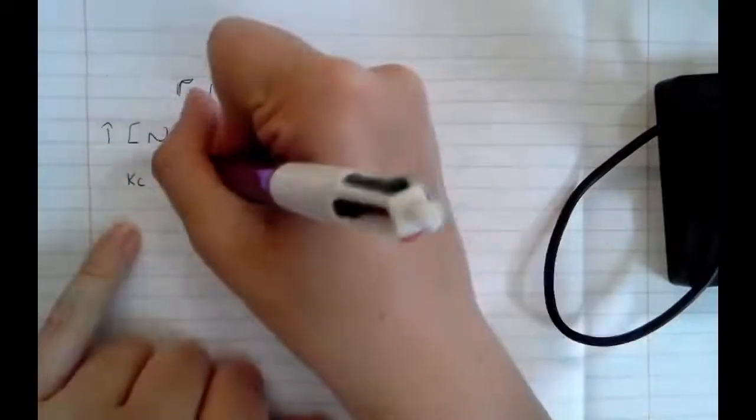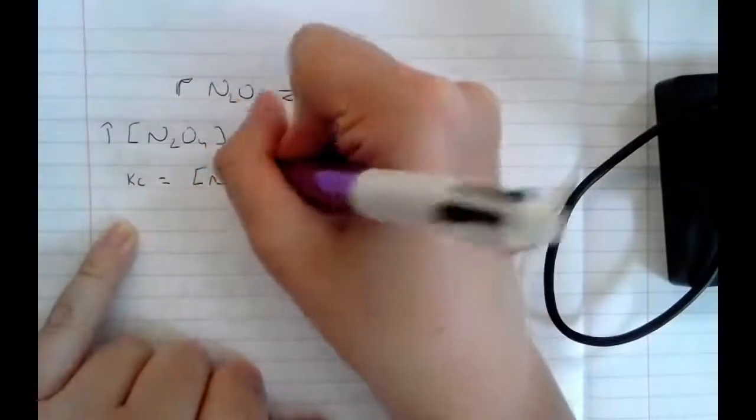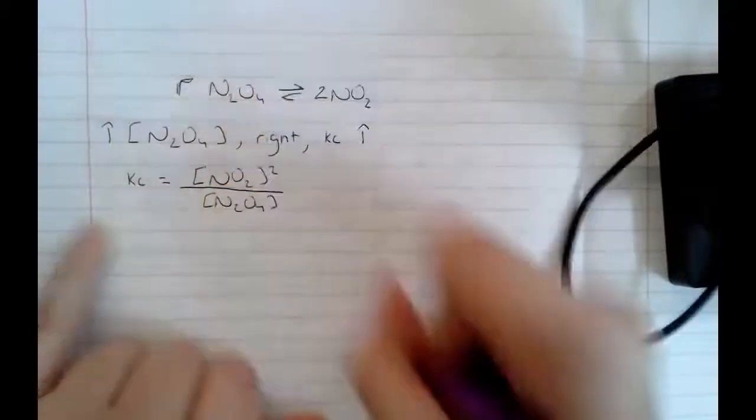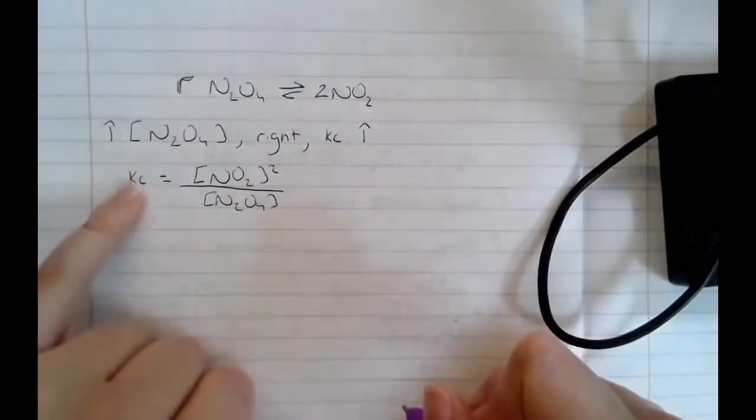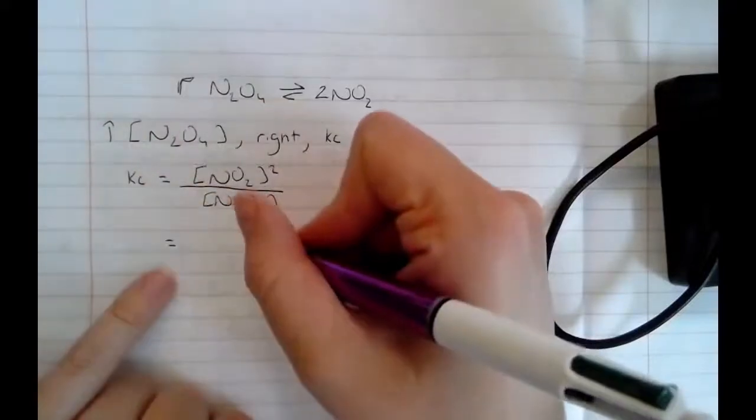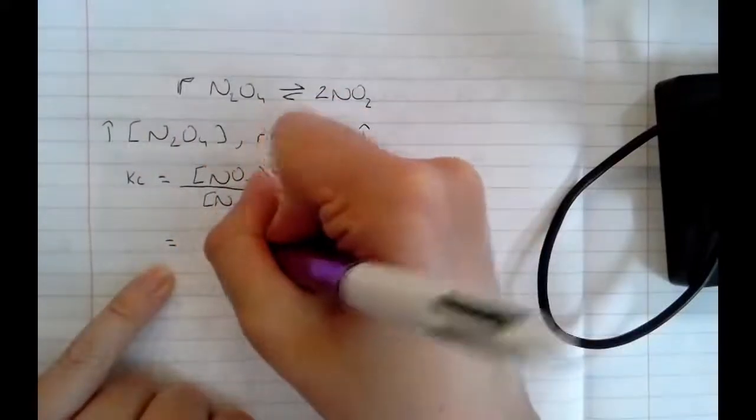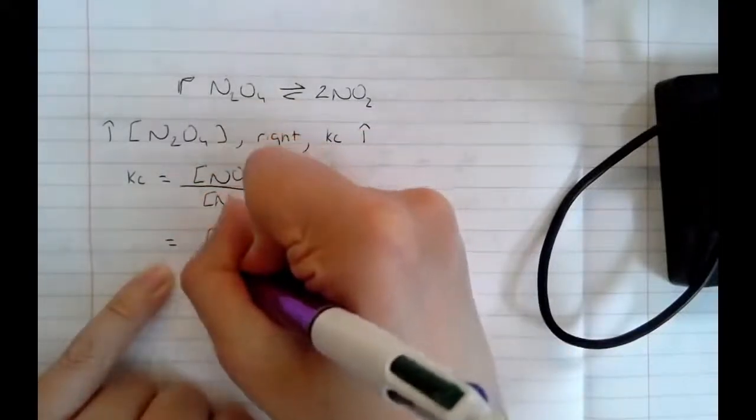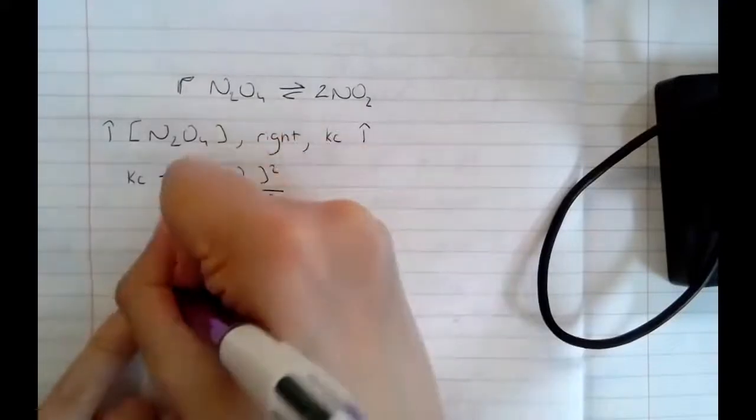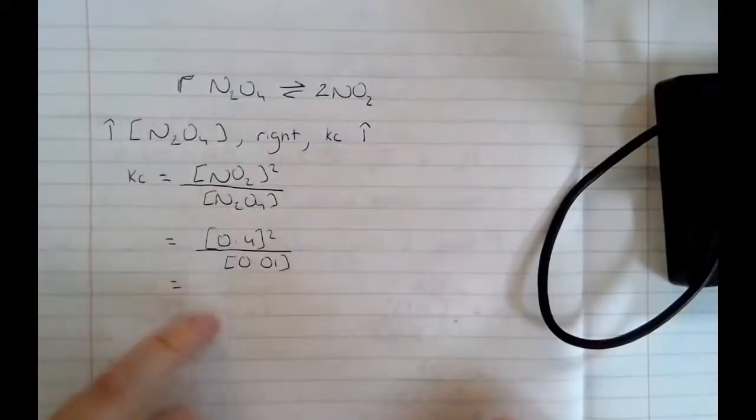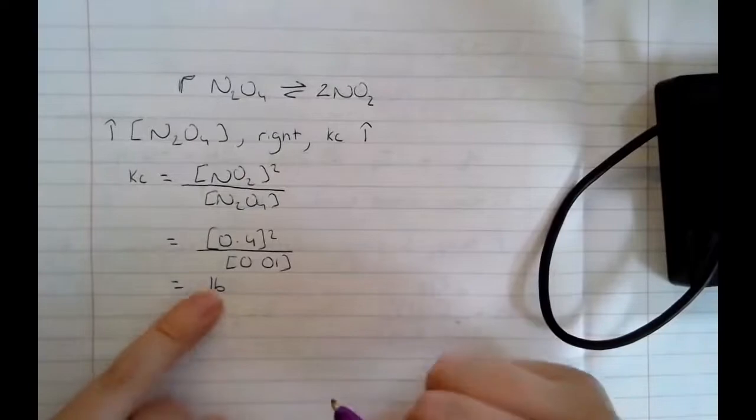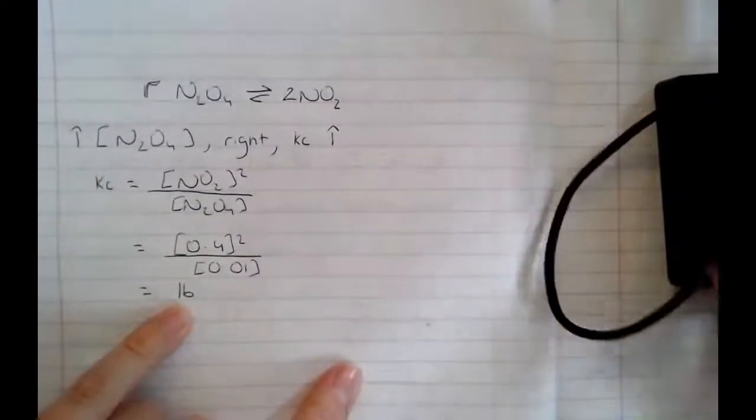I'm going to start by writing an expression for Kc. My products always go on the top line, so that's NO2 squared. And then I've got my reactants on the bottom line, N2O4. I'm going to throw in some values for concentration. So I'm going to throw in 0.4 as my starting concentration of NO2, and I'm going to put in 0.01 as my starting concentration for N2O4. And I work all that out and I see that the numerical answer for Kc is going to be 16. All right.